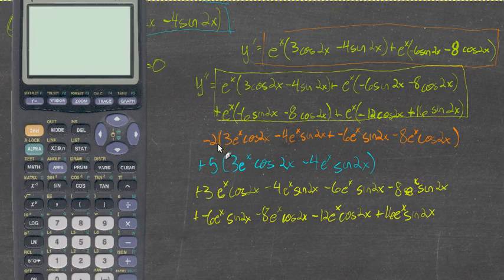So here we have, because we can see that they're all e to the x sine 2x or e to the x cosine 2x, and it's just a matter of the coefficient. So we'll start with the cosines. So we have negative 6 of them. Let's see. Here's another cosine. So we now have negative 2 times negative 8. So positive 16 of them. So we'll add 16 of those.